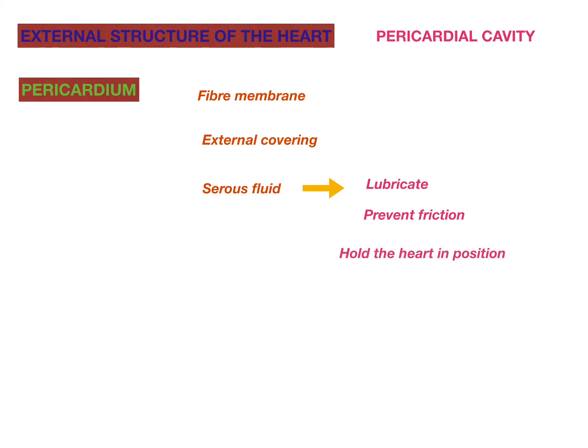The pericardium is made up of two layers, the visceral layer and the parietal layer. The visceral layer forms the direct covering outside the heart, and the parietal layer forms a sac around the outer region of the heart which contains the fluid in the pericardial cavity.